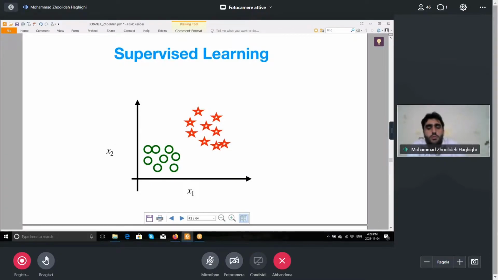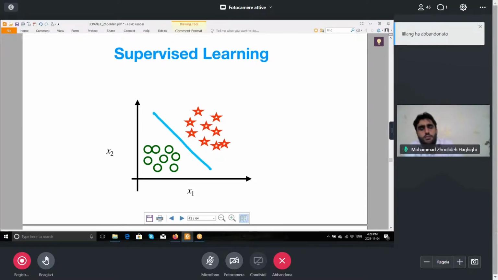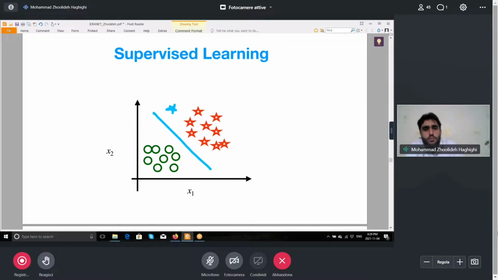talk a little bit more about supervised learning. I told you supervised learning is about finding a decision boundary, something like this. And after finding this decision boundary, if we are given a new data point, for example this one, we can determine its label. In supervised learning, x1 and x2 are features, and we have labels. Here, labels are, for example, these stars and these circles. These data points all belong to a star category, and these circles belong to the circle category.